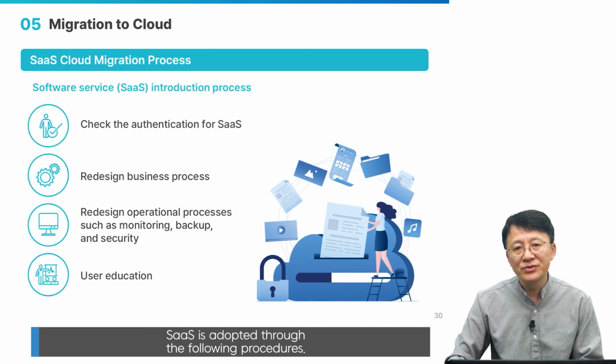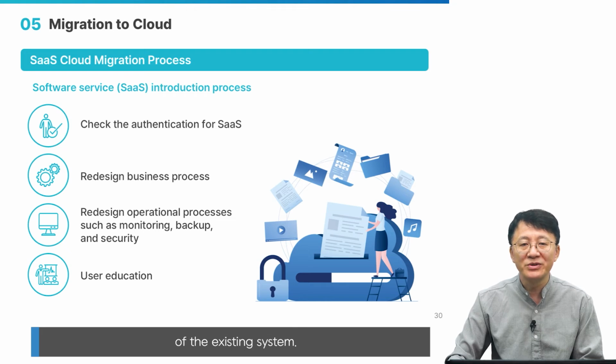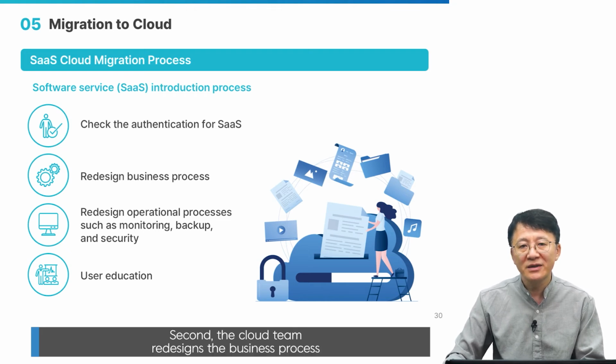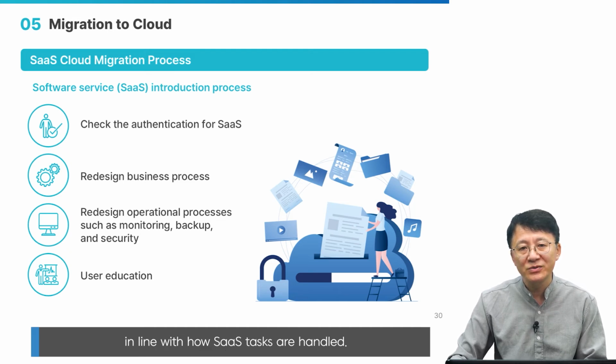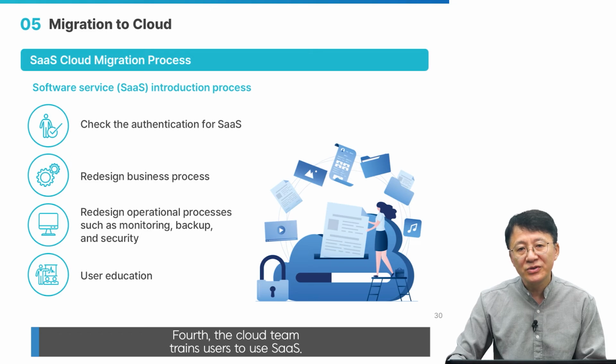SaaS is adopted through the following procedures. First, user authentication is required to use SaaS, and the cloud team must check whether it is compatible with the authentication scheme of the existing system. Second, the cloud team redesigns the business process in line with how SaaS tasks are handled. Third, the cloud team redesigns operational processes such as monitoring, backup, and security. Fourth, the cloud team trains users to use SaaS.